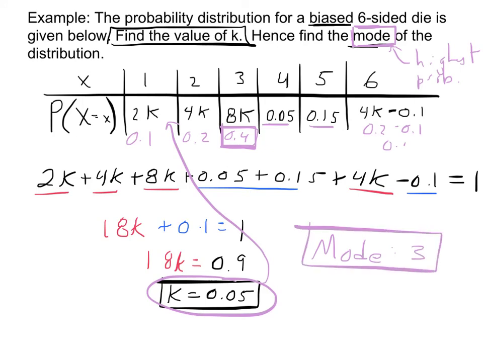Okay? So that's my introduction to probability distribution. The main thing to take away here, like if I could tell you only one thing here, it would be that your probabilities need to add up to 1. Like that's the important thing about a probability distribution.